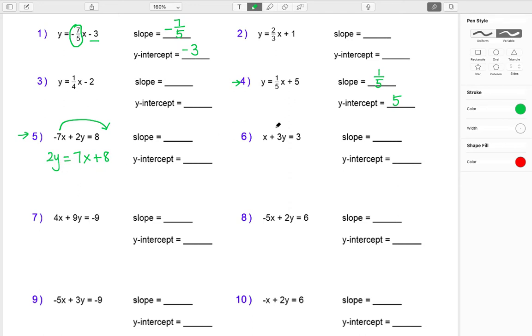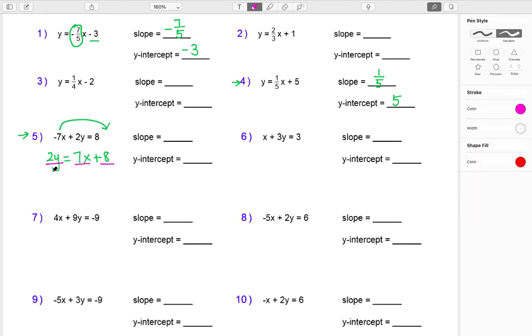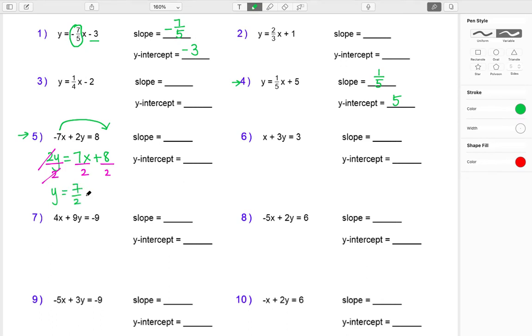Now, what's in front of y? There's 2. So we're going to divide everything by 2, so nothing is in front of y. Therefore, y is equal to 7 over 2x plus 4. So in this case, the slope is now 7 over 2, and the y-intercept is 4. So please keep in mind that we always need to put it in slope y-intercept form. You want y to be alone.